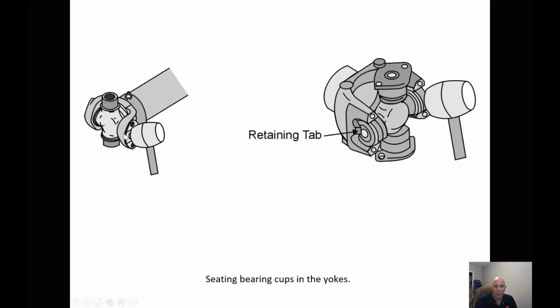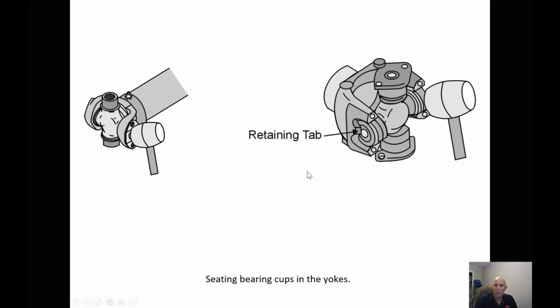Taking a rubber mallet, tap the caps in, make sure the U-joint moves freely after we tighten all the bolts up. On the half rounds, taking a rubber mallet to make sure that these are seated properly beside the retaining tabs, and then put the straps on and torque the strap bolts up.